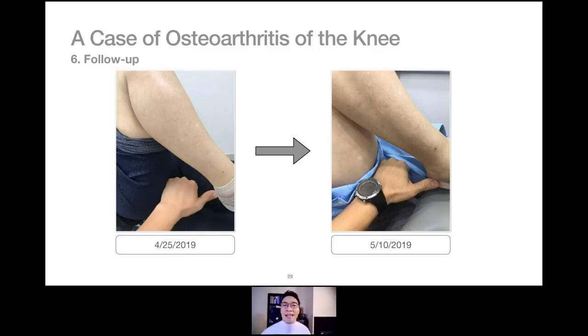So I want to stress that if you are not expecting improvement from the patient, the patient may not experience it because you are not expecting that. But if you expect the improvement, the patient will do it. So please don't lose hope, and we have to keep going.